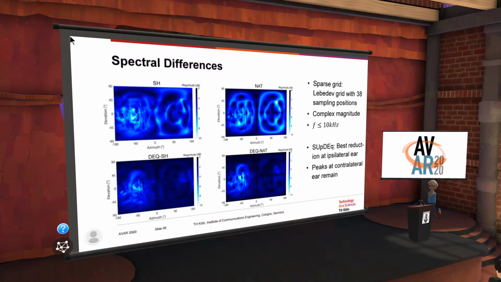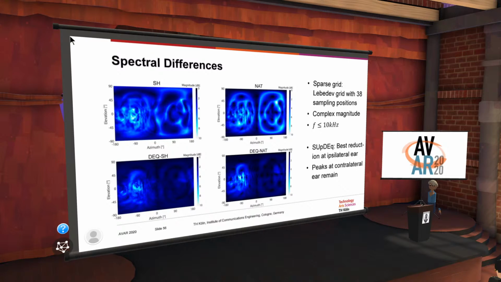So they are averaged in frequency, for frequencies up to 10 kilohertz, linearly averaged. You can see on the x-axis of each of the plots the azimuth, and on the y-axis the elevation. Zero elevation is horizontal, 90 is top and minus 90 at the bottom. And you can see in color the errors, deviations.